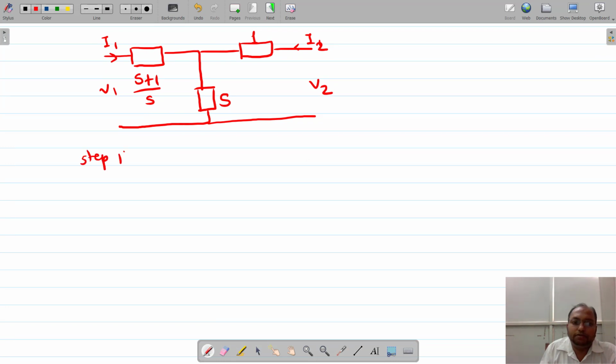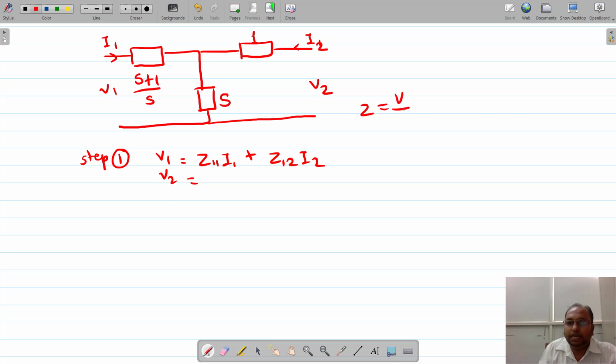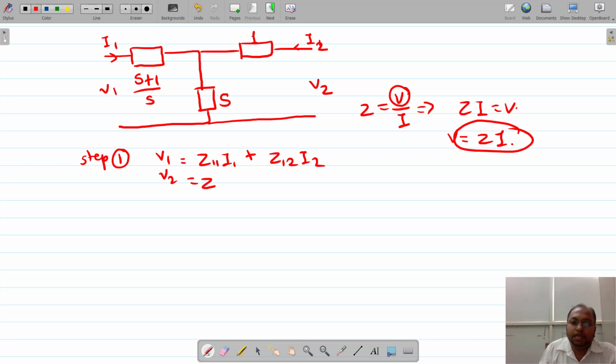Step number 1. V1 and V2 are at the left hand side, and Z multiplied with I1 and I2 will be at the right hand side. Yes, don't forget this. Just remember that Z is equal to V by I, that means ZI is equal to V. This type of equation will be there. Is that fine? We have discussed this during your explanation of Z parameter, right?